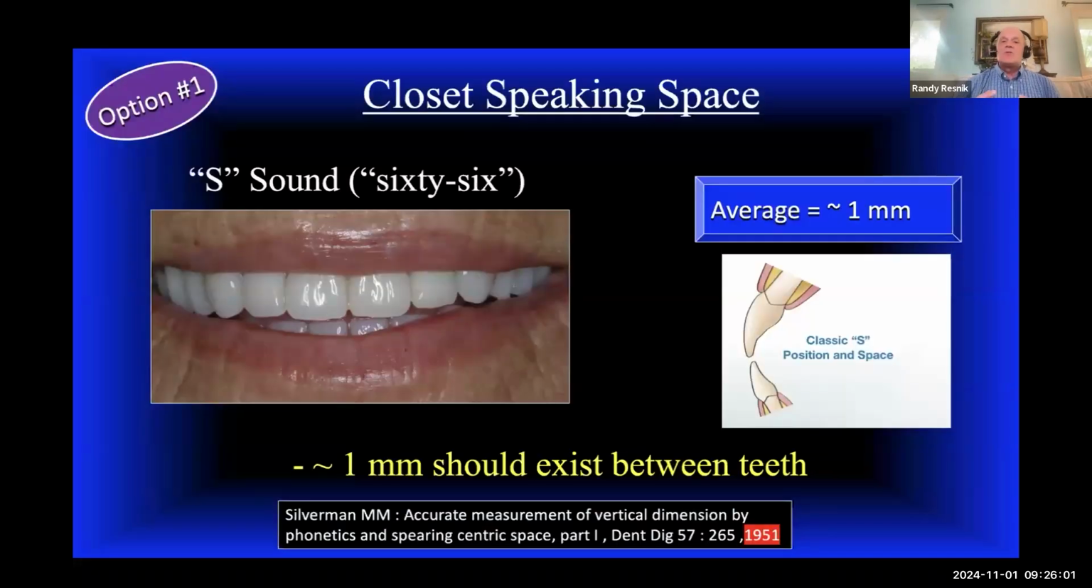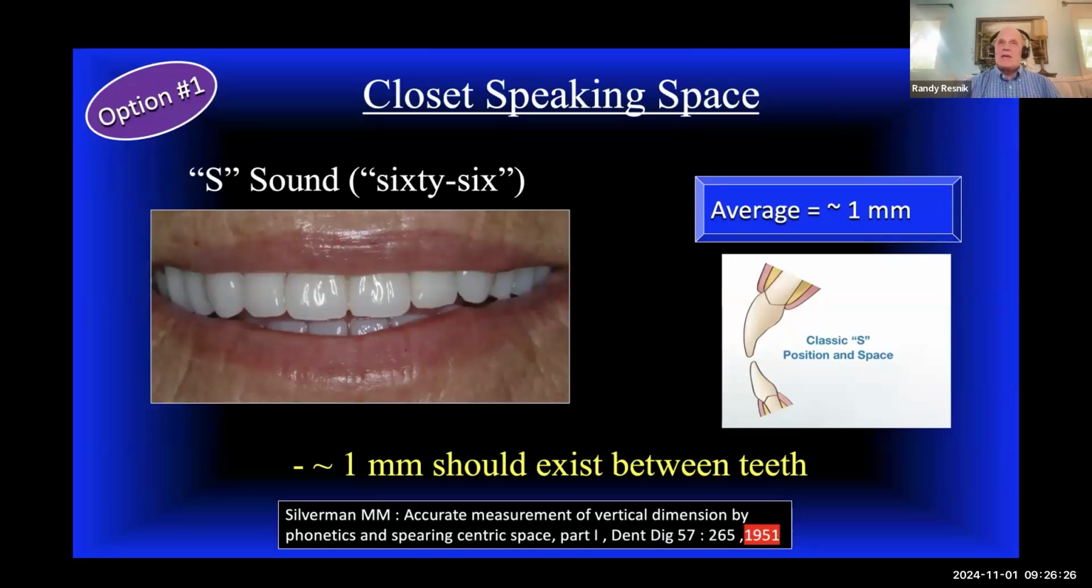So if we look at the most common one used in dentistry, in just prosthetic dentistry, it's Silverman's closest speaking space. Basically, you're going to use an S sound or a sibilant sound. And this goes back to his article in 1951, where he evaluated this, and he said this is a great way to determine where the vertical dimension should be.